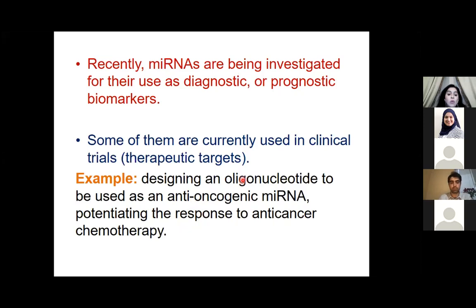So now we can design oligonucleotide sequences that can bind inside the cell to the oncogenic microRNA, preventing its action and preventing further progression of the tumor, and thus they can be used as anti-cancer chemotherapeutics. Of course, all these are still under trials, under research, but there are promising results indicating the importance of studying such molecules.